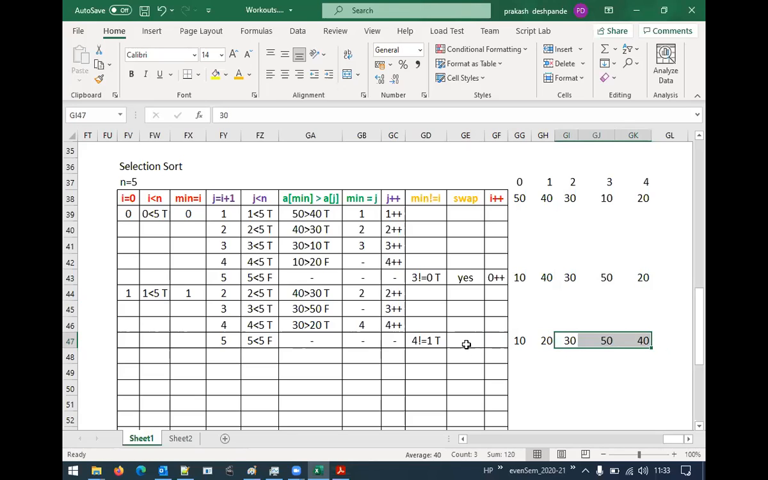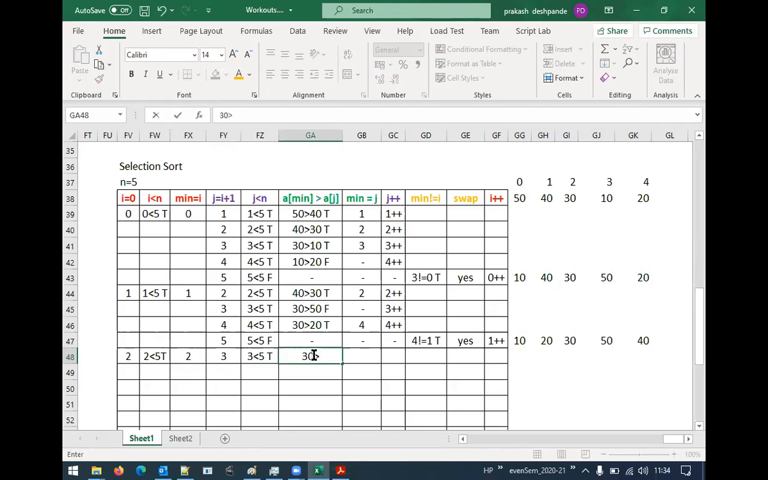Okay, now next. So we swapped here, then i plus plus. For the next iteration, it becomes 2. 2 less than 5. Condition is true. Minimum will become i value, that is 2. J will become the next value of 2, that is 3. 3 less than 5. It is true. Okay, now tell me, which are the values here? Now here you have to look into these values, okay? Don't look at the above one. You have to look at these values.